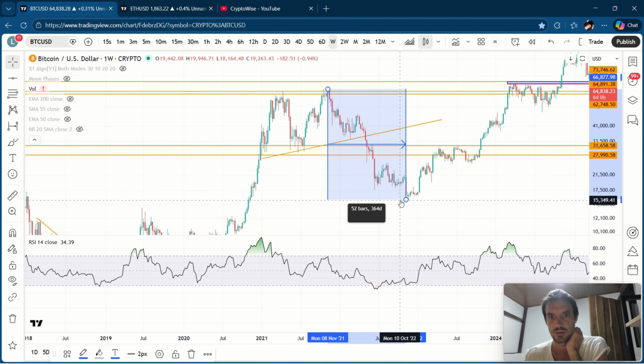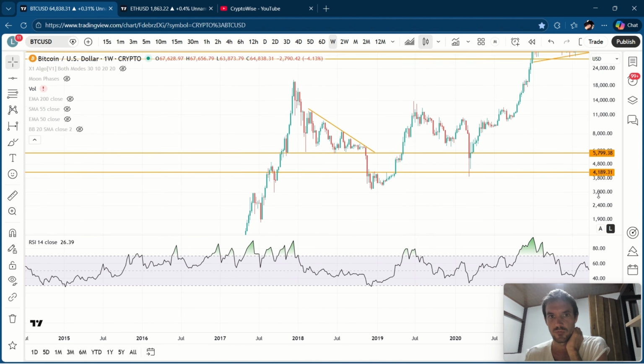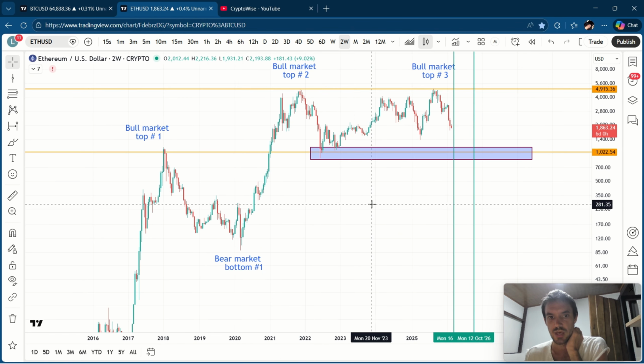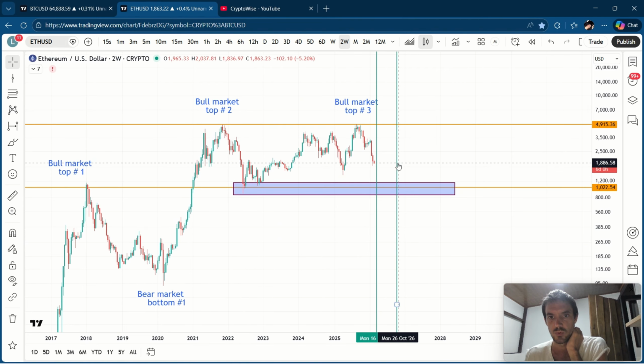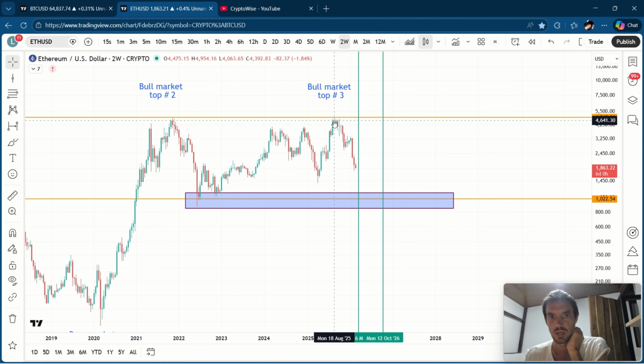364 days, top to bottom. The previous cycle, the cycle before that, was also 364 days. We see that, right? Top to bottom, 364 days. Top to bottom, 364 days. So if we consider that 364 days, we put that in the range here. So we're not measuring it from this top, we're measuring it from Bitcoin's top in this case.